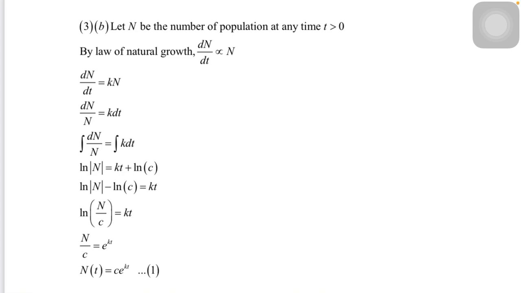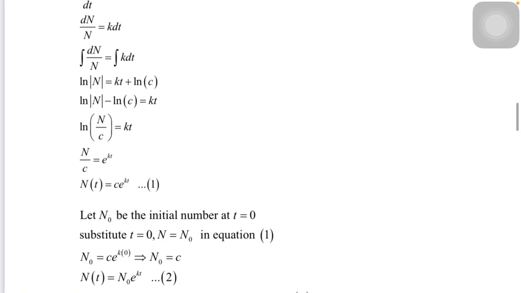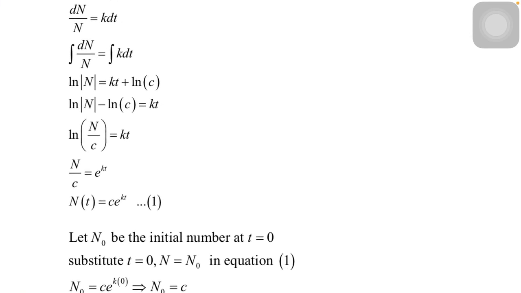And now by variables separable, dn by n is equal to k dt. Now integrating on both sides, the integral of 1 by n dn is log n, and the integral of k dt, k being a constant, is kt, plus log c. In the place of the constant we are writing log c, to simplify. So log n minus log c is equal to kt.